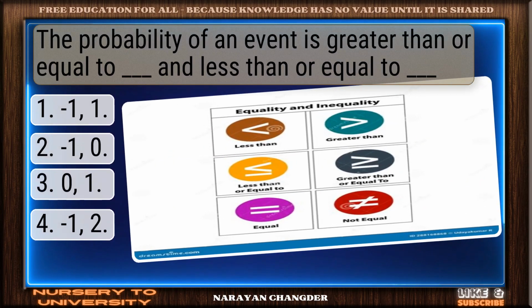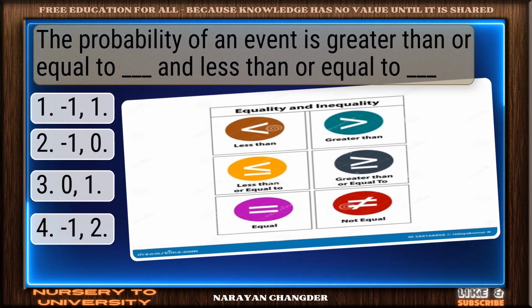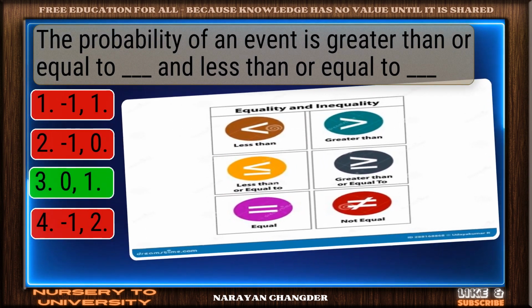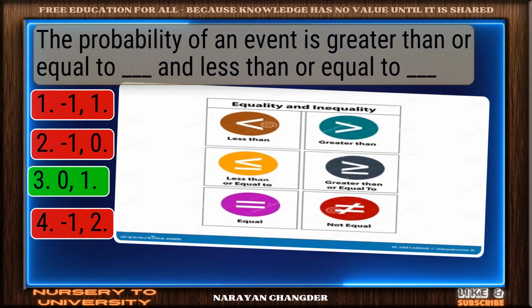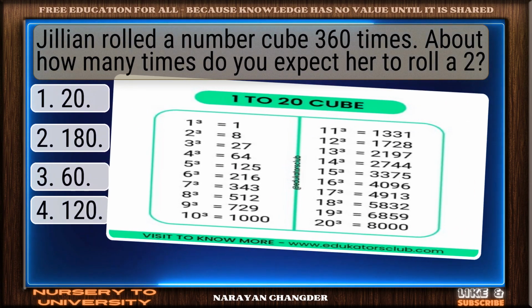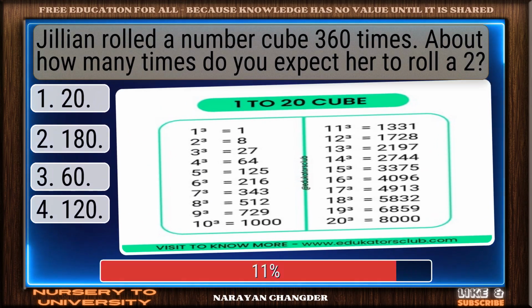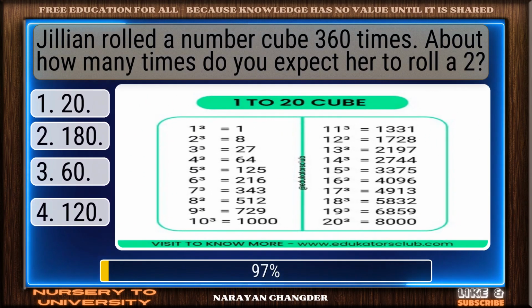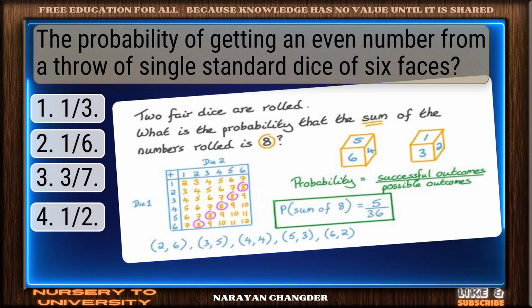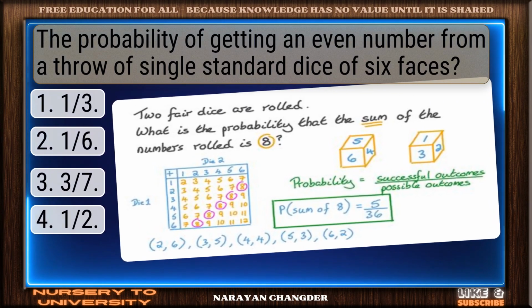The probability of an event is greater than or equal to dash and less than or equal to dash. Strong choice. 0 and 1 is right. Jillian rolled a number cube 360 times. About how many times do you expect her to roll a 2? Exactly. 60 makes sense. The probability of getting an even number from a throw of a single standard dice of 6 faces.